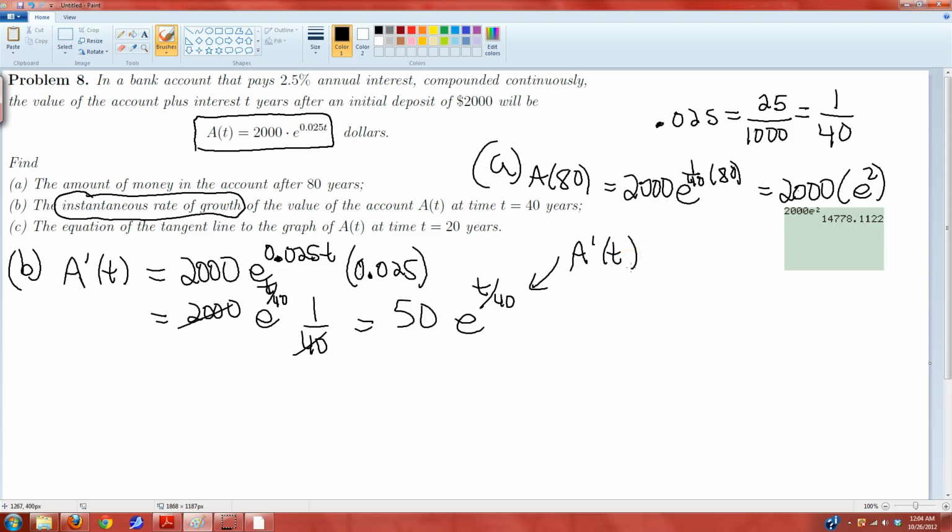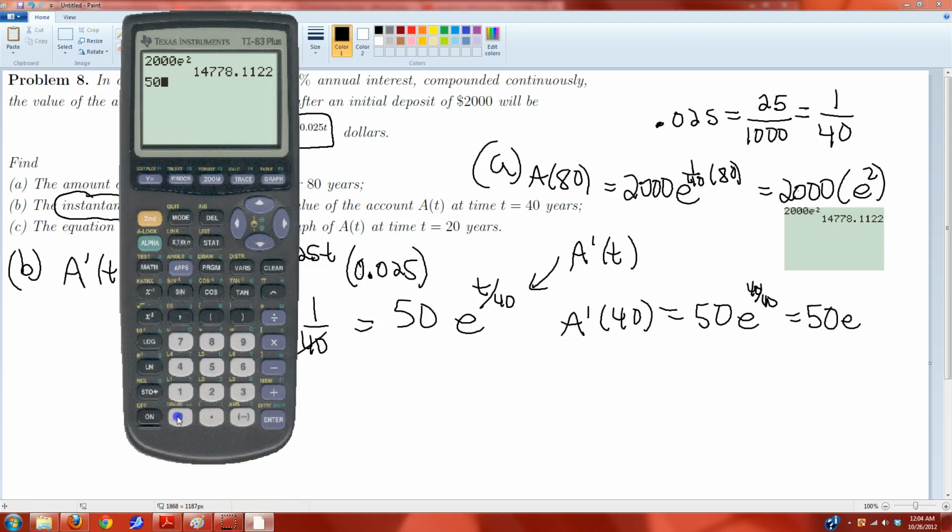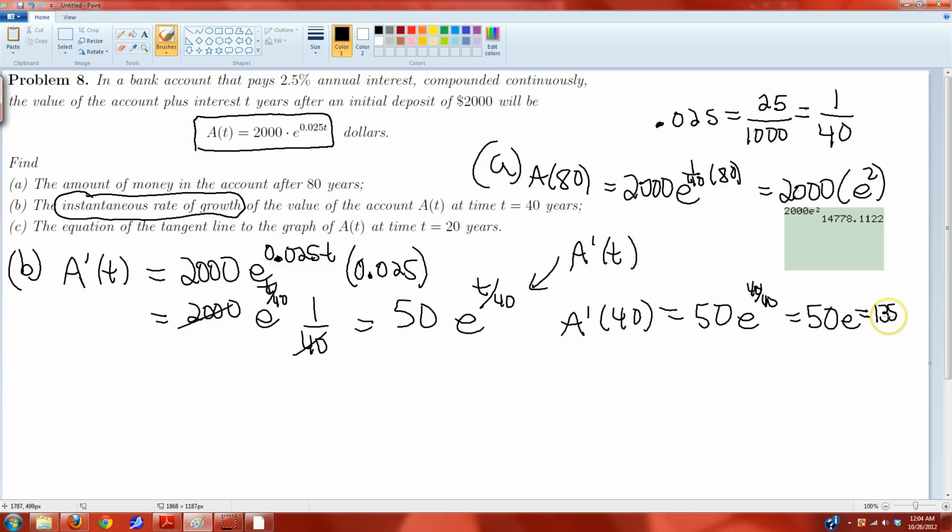They are specifically asking for when t is 40. So they want A prime of 40, so that's 50 e, because it's 40 over 40, which is just 1. So 50 times e would be the instantaneous rate of growth at 40 years. Let's go to calculator again to get that. E is about 2.7, so $135.91. The units will be dollars per year. After 40 years, that's about how much it's growing each year.